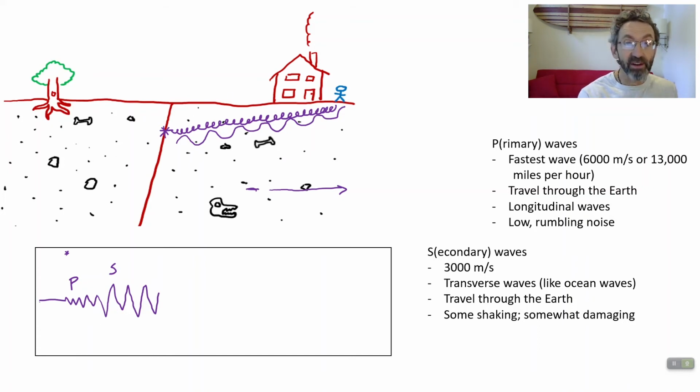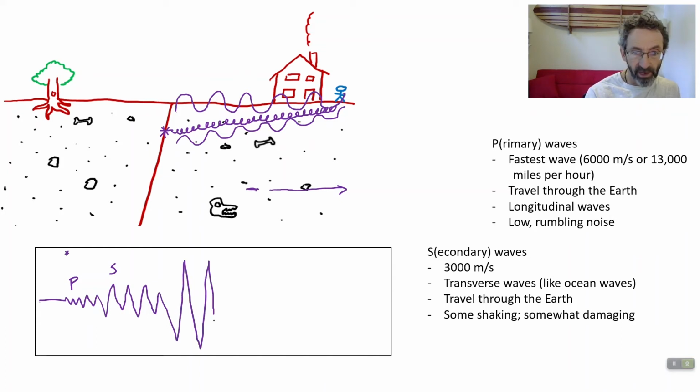Now the next set of waves that you would feel are the surface waves. As the name implies, these travel along the surface. If we're looking at the seismograph, when the surface waves hit, this is where the seismograph really starts to go crazy.